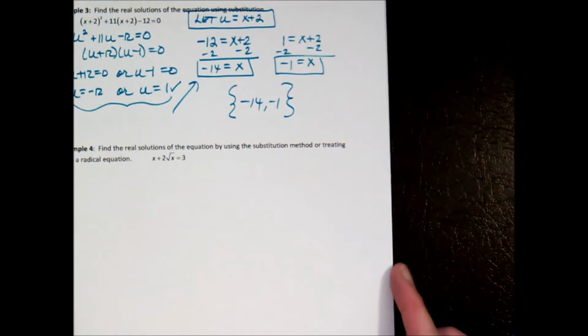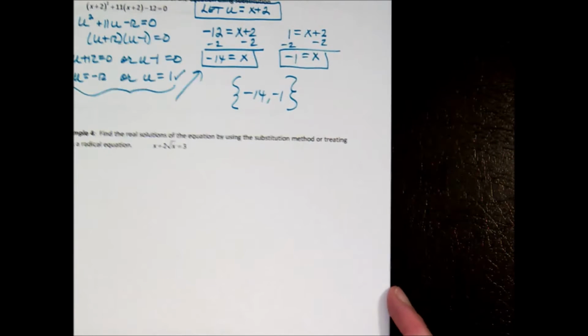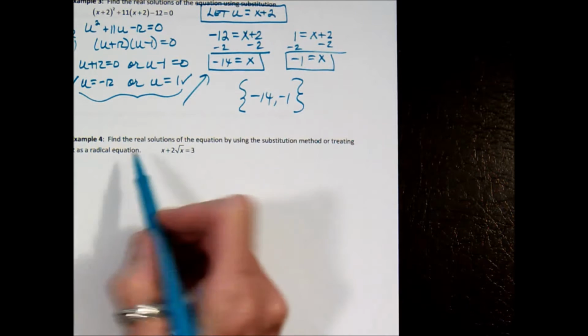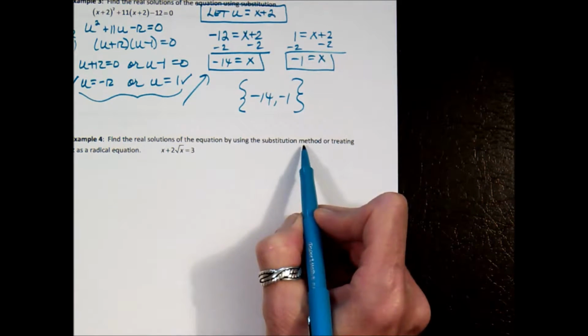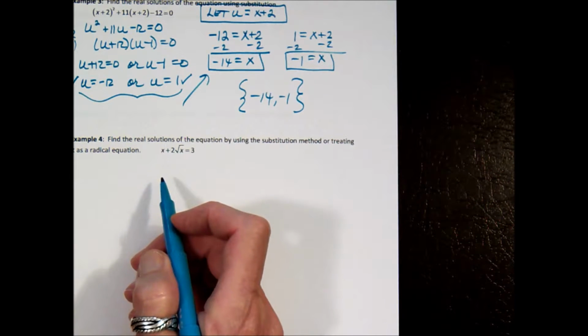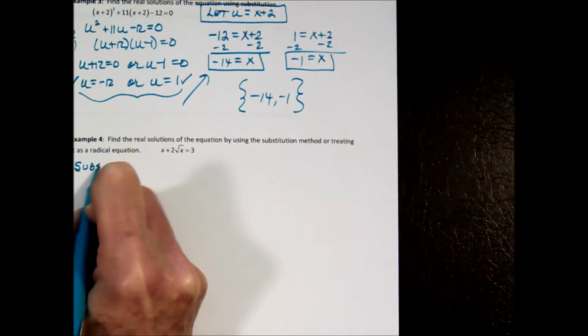All right, on this next one, I'm going to do this equation two different ways. It kind of just depends on how you see it. It says find the real solutions of the equation by using the substitution method, which we just did, or treating it as a radical equation. So I'm going to start out, let's do the u-substitution method first.